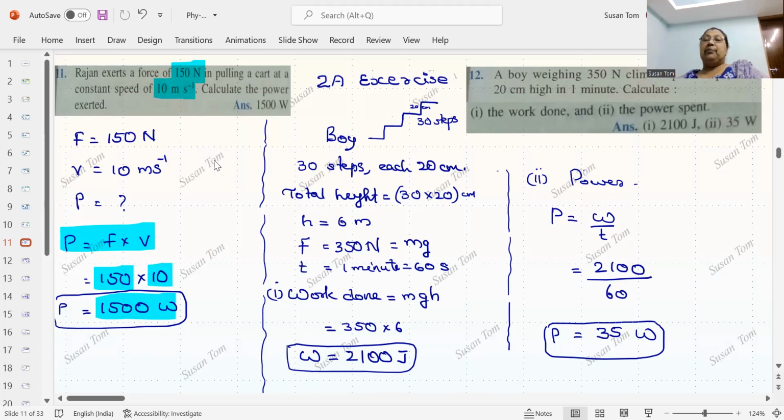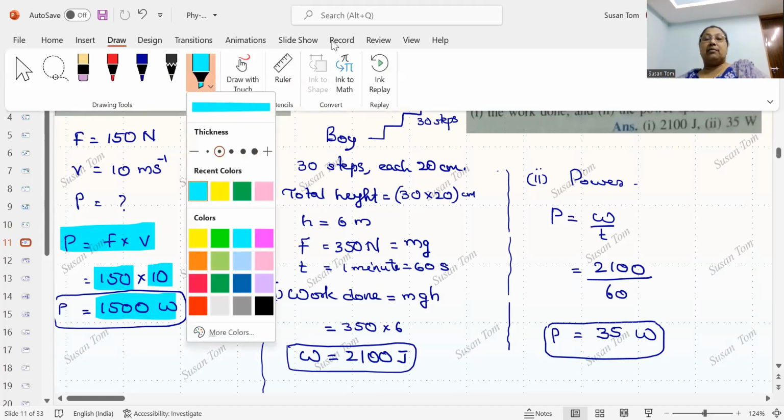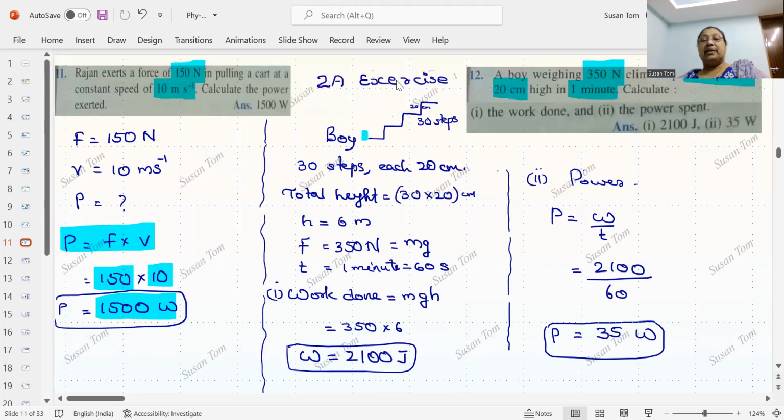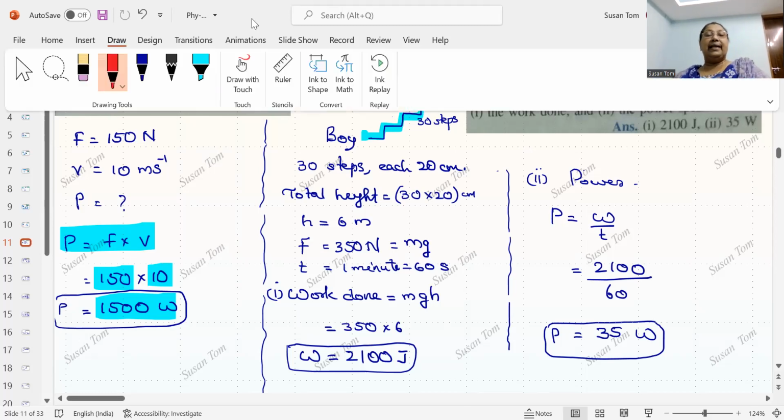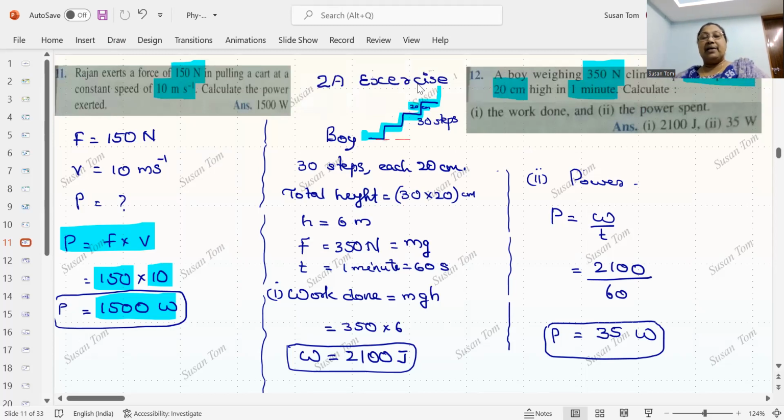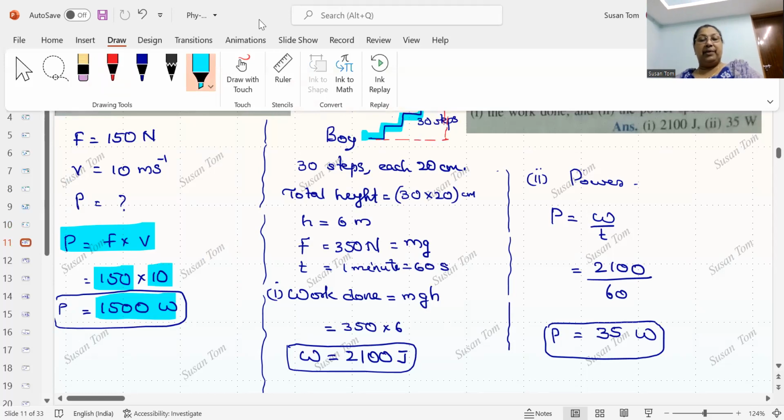Question number 12. A boy weighing 350 Newton climbs up 30 steps each 20 centimeter high in 1 minute. Time is given in minute, you have to convert it into seconds. So try to understand the concept. A boy stands here, is climbing 1 step, then 2. This way 30 steps he is climbing. Each step has a height of 20 centimeter, which means the total height is 30 times 20 centimeter. This is the h you have to calculate. 30 into 20 centimeter and make it into meters.